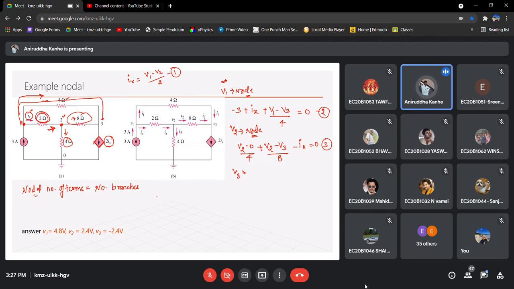Let us consider the V3 node. This node has 3 branches, one is already given to you, and if nothing is mentioned, all the currents are considered outwards. So you can write (V3 minus V1) divided by 4 for this term, plus (V3 minus V2) divided by 8 for this, and then plus 2Ix.